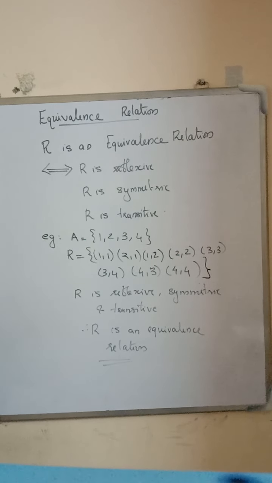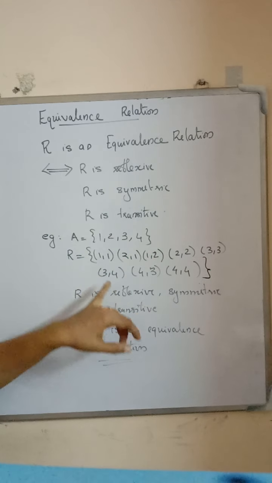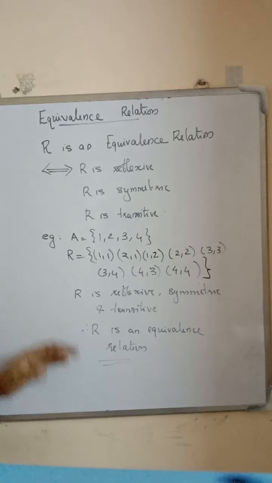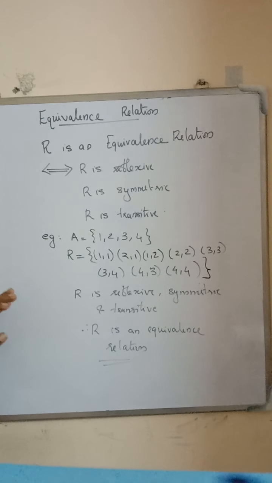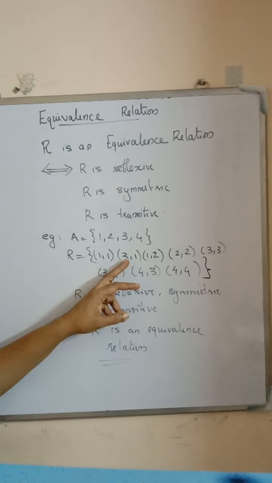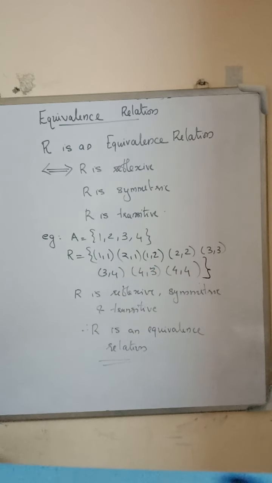Also, it is symmetric. For a related to b implies b related to a, here (2,1), (1,2) and (3,4), (4,3) belong to the set R. Therefore, it is symmetric. Also, it is transitive. For a related to b and b related to c, then (a,c) is also in this relation. 2 is related to 1 and 1 is related to 2, then (2,2) is in this relation.